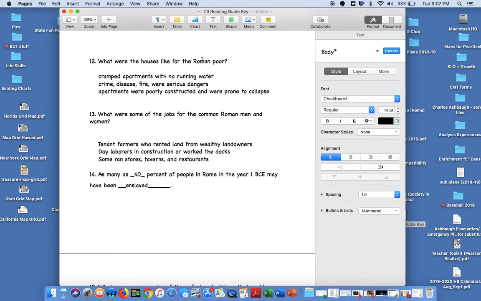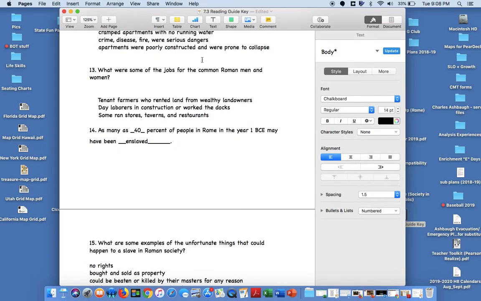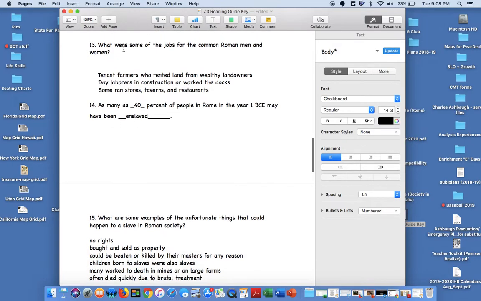Exactly the opposite. They were large, cramped apartment buildings called insulae, I-N-S-U-L-A-E, with no running water. They could be up to seven stories high. People that lived in the insulae faced crime, disease, and fire, all big, serious dangers. There was no organized fire department yet, and once one of these caught on fire, it pretty much burned straight to the ground. If you lived on the seventh floor, you were in a lot of trouble. Also, the apartments were poorly constructed and very prone to collapse. Again, if you're on the seventh floor where the rent is the cheapest, during a collapse you would not be in good shape.